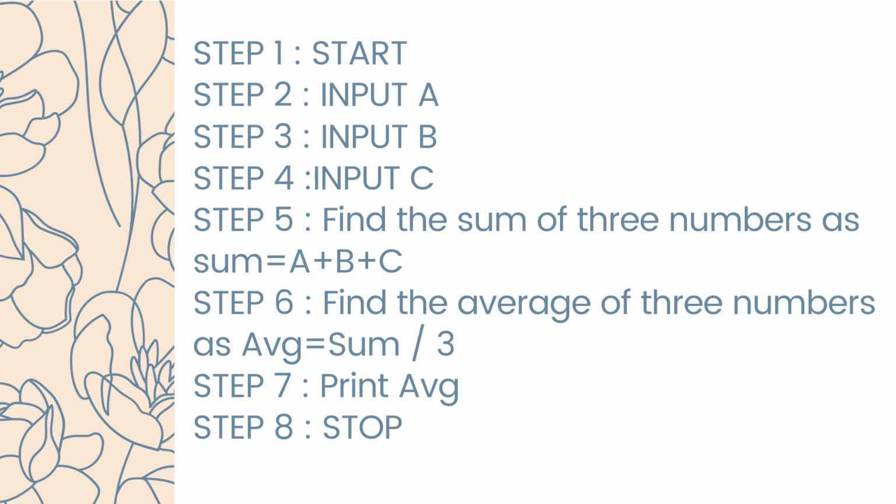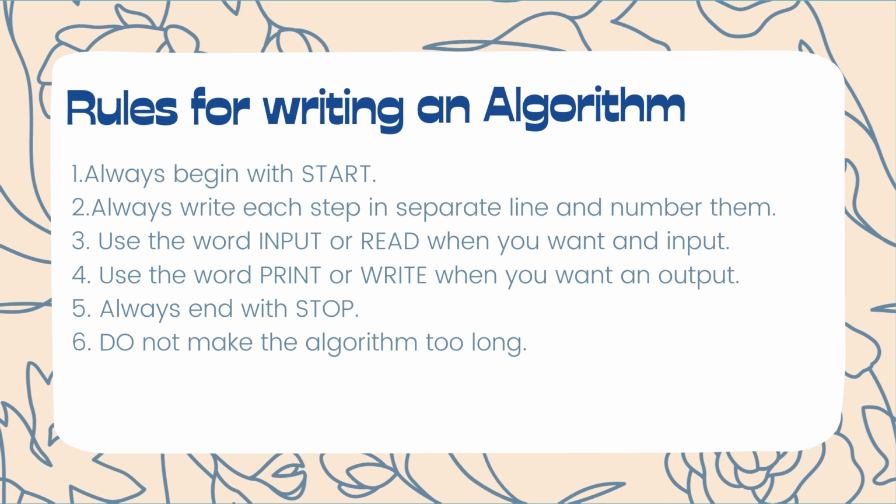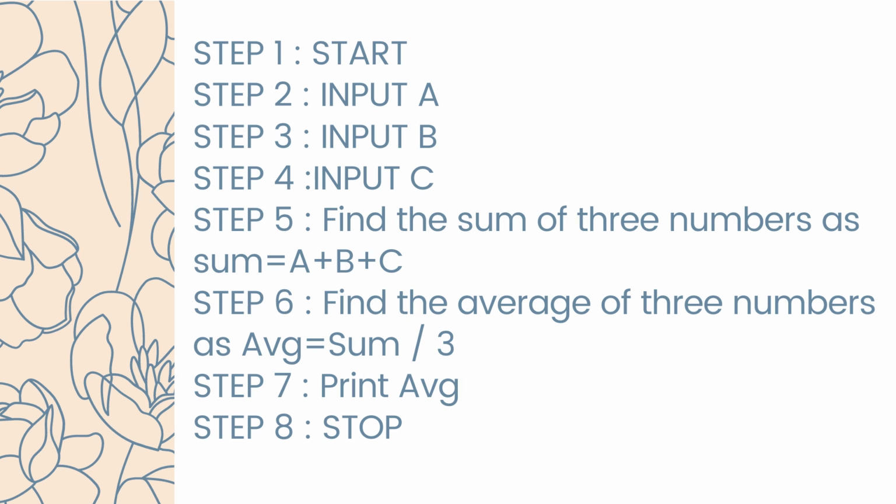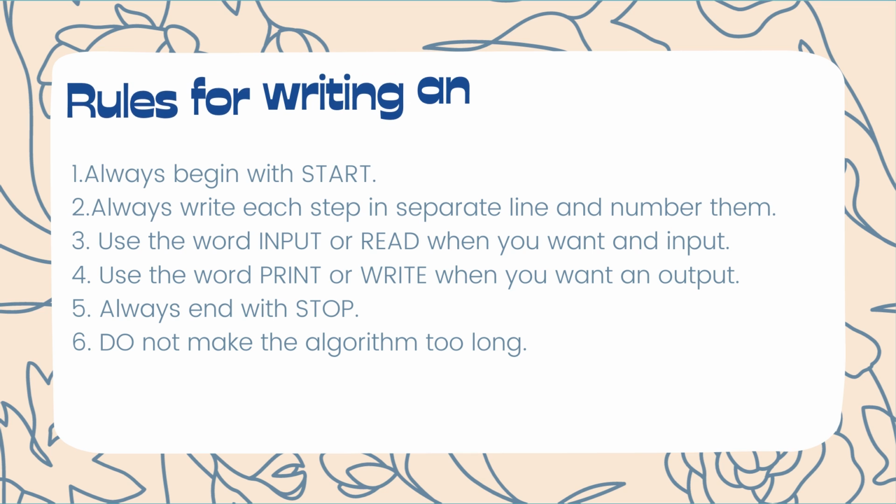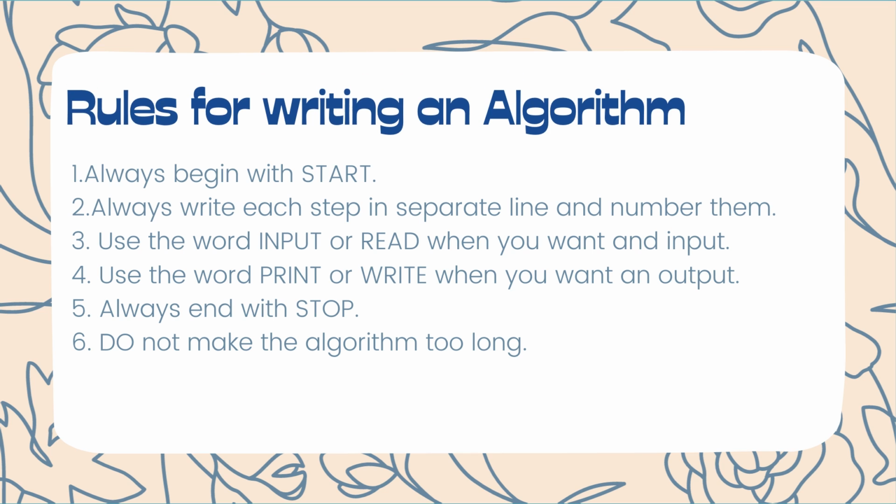What is the first thing? Step one. What we have learned in the rules, we have to always begin with start. So the first step is to start the program. We have done that with the command start. And always write each step on a separate line and number them.